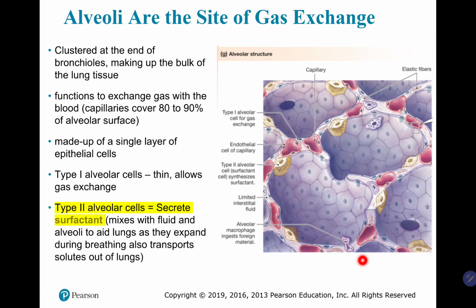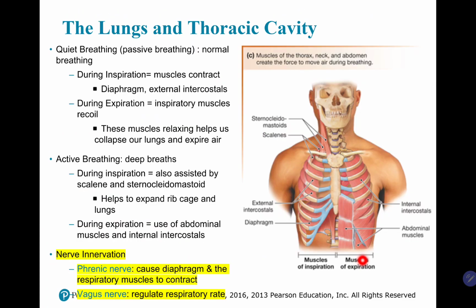And remember alveoli. Alveoli are going to be the sites of gas exchange. Remember type 1 cells are going to be thin, allowing for gas exchange. Remember these type 2 cells, right? They're going to secrete surfactant, preventing your alveoli from collapsing. And of course, we have alveolar macrophages that are going to be there to scavenge any type of debris or pathogens.